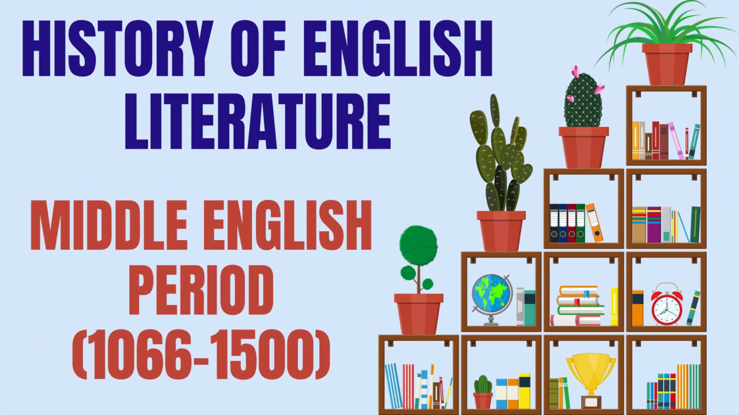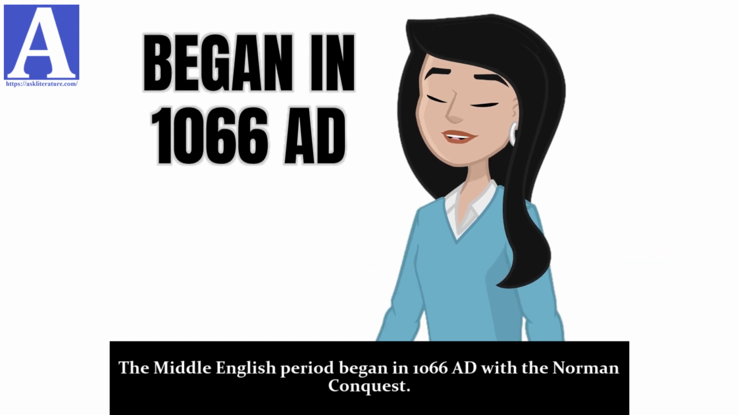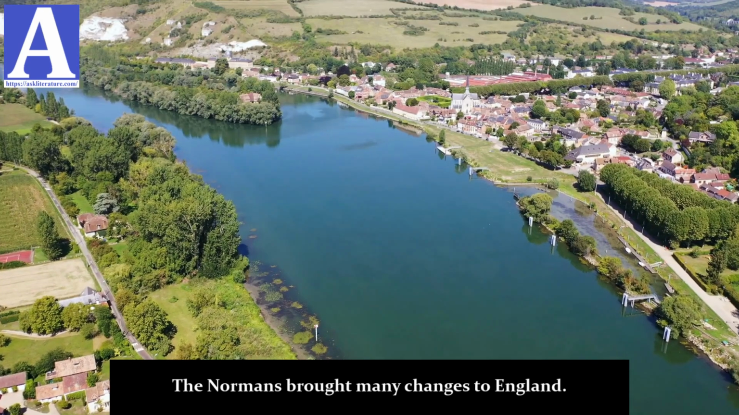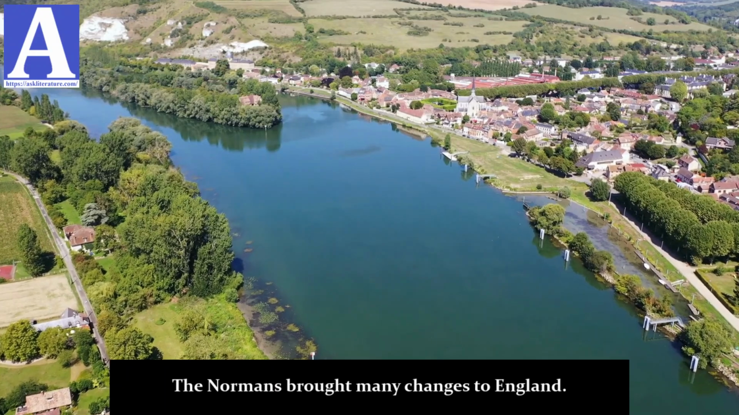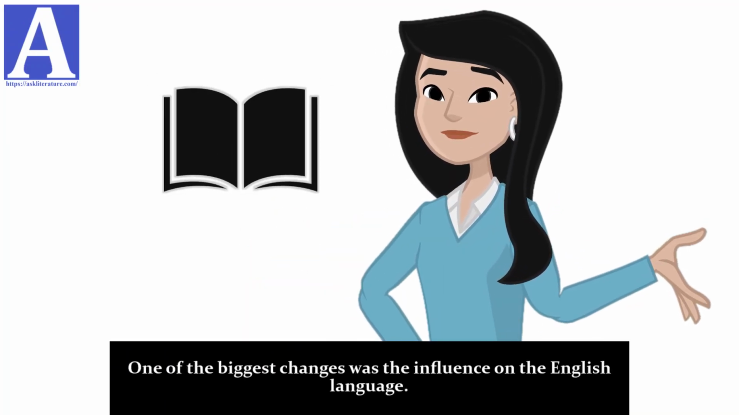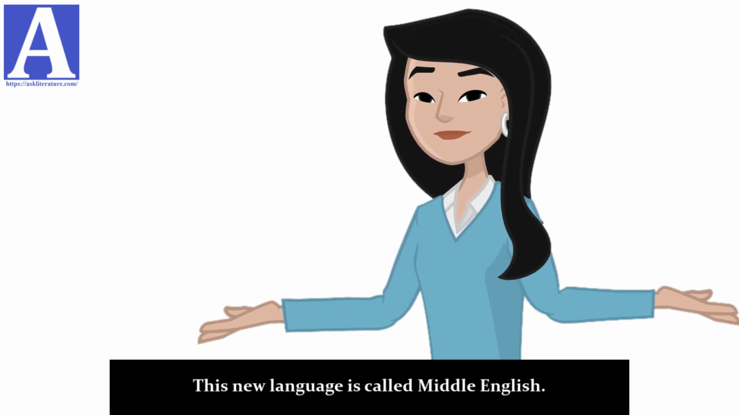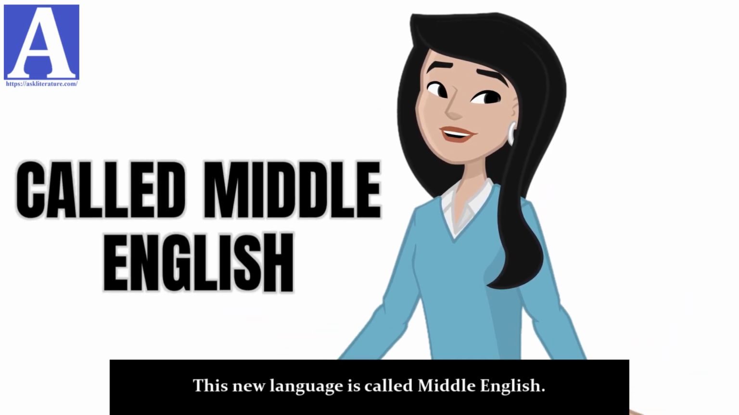Middle English Period. The Middle English period began in 1066 AD with the Norman conquest. The Normans brought many changes to England. One of the biggest changes was the influence on the English language. The language became a mix of Old English and Norman French. This new language is called Middle English.